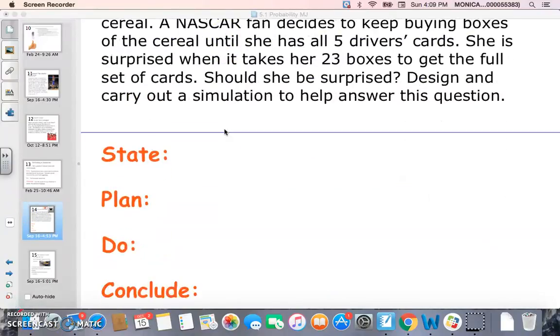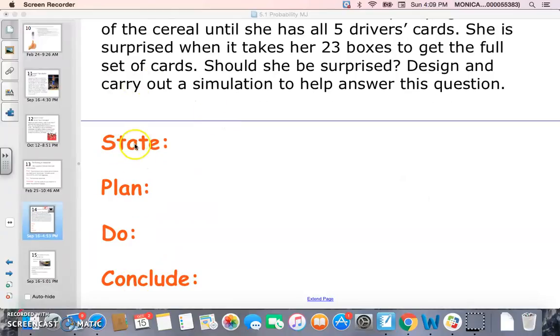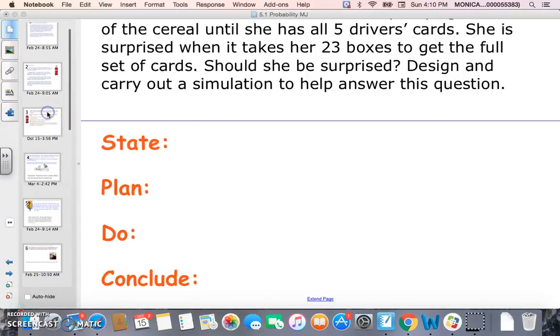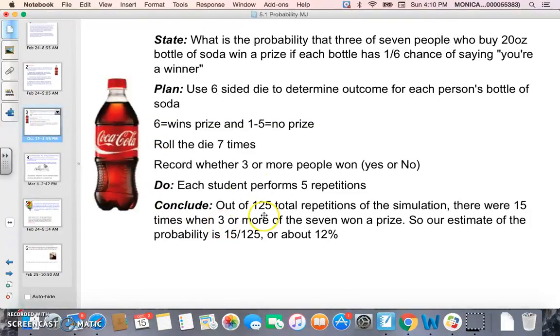You're going to need a graphing calculator and to complete your state, plan, and do on your note sheet. Then you're going to make a box plot, I'm sorry, not a box plot, a dot plot, and then write your conclusion. And again, remember, a good conclusion, let's go back to this example. A good conclusion talks about the total repetitions you did. In this case, it should be at least 50, and how many times that outcome occurred, and what your theoretical probability would be.